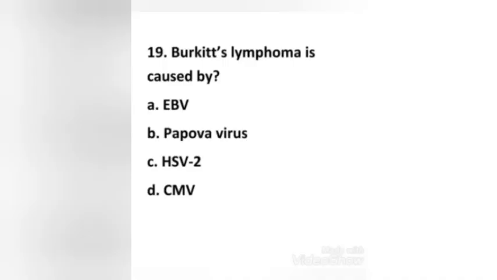Next question. Burkitt's lymphoma is caused by Epstein-Barr virus, papovavirus, herpes simplex virus 2, cytomegalovirus. Here the right answer is option A. Burkitt's lymphoma is caused by Epstein-Barr virus. Epstein-Barr virus has the ability to immortalize B lymphocytes by hindering apoptosis signals within the cell. The virally encoded cells therefore proliferate to high numbers in the body, leading to malignancies. So here the right answer is option A.